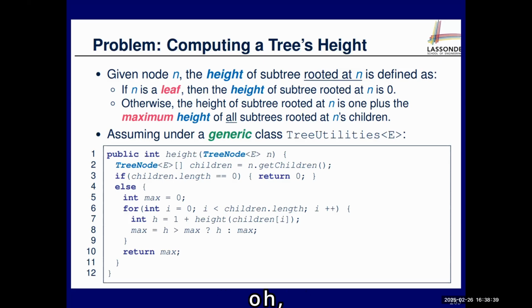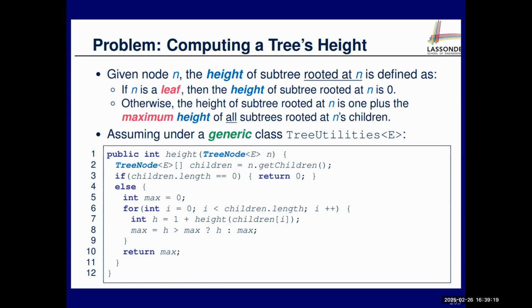All right. Oh, this is just cut and pasted from Jackie's slides again, right? So he's doing height, and he's defining height to be, let's see, if a node is a leaf, then the height of the subtree is 0. All right, so he's doing the same answer as we are, but he doesn't have a minus 1 in there, right?